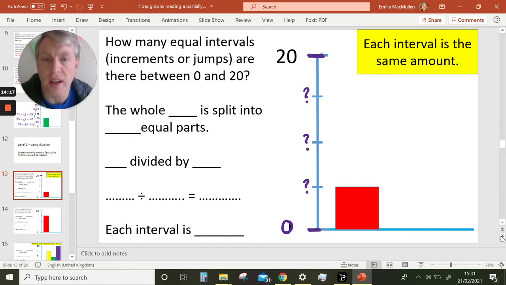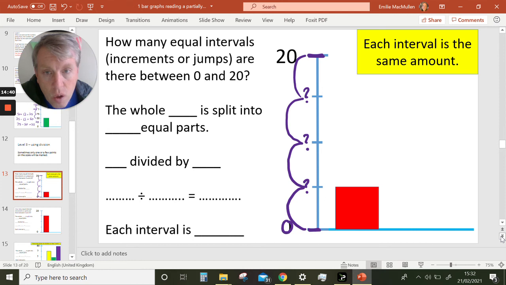Let's first of all think, how many equal intervals, increments or jumps are there between the 0 and the 20? Well, I'm going to count them. 1 jump, 1 interval, 2, 3, 4. So I know that between 0 and 20 there are 4 intervals or 4 increments. So I can think that the whole gap is 20.